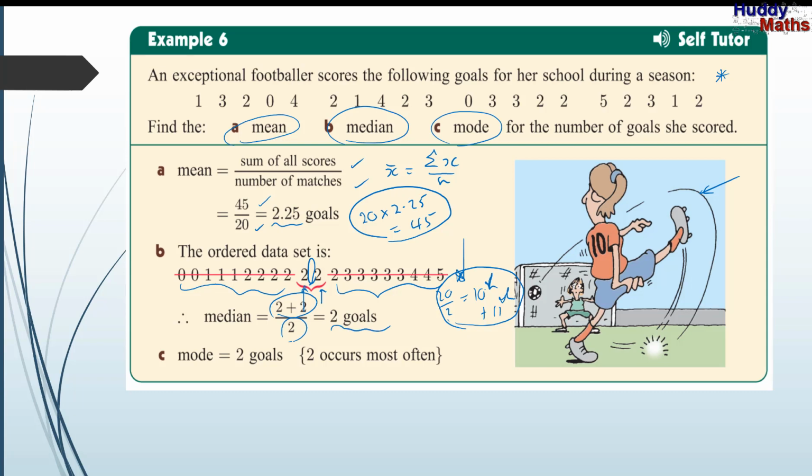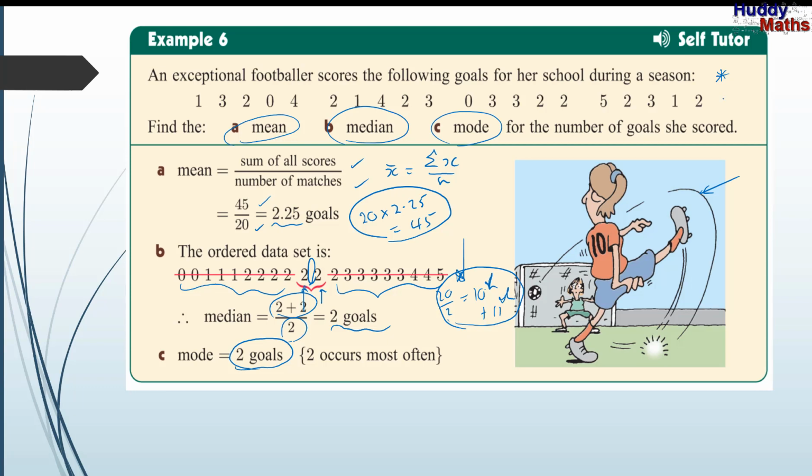So the median is a little bit less than the mean here. And the mode, of course, is 2 goals, because if we go through the whole data set, that's the number that occurs most often. So why is the mean a little bit higher?